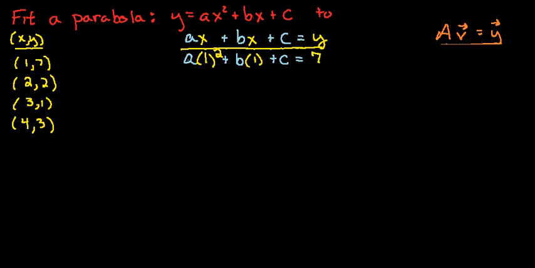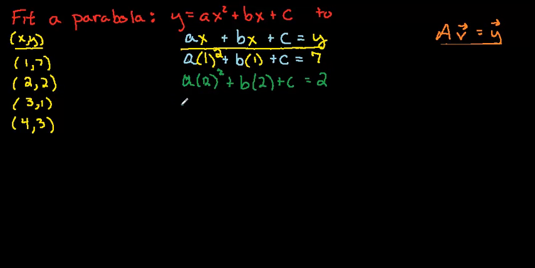I'll use a different color. We'll have a times our x value, which is going to be 2 squared, plus b times our x value, which is 2, plus c, and that equals 2.